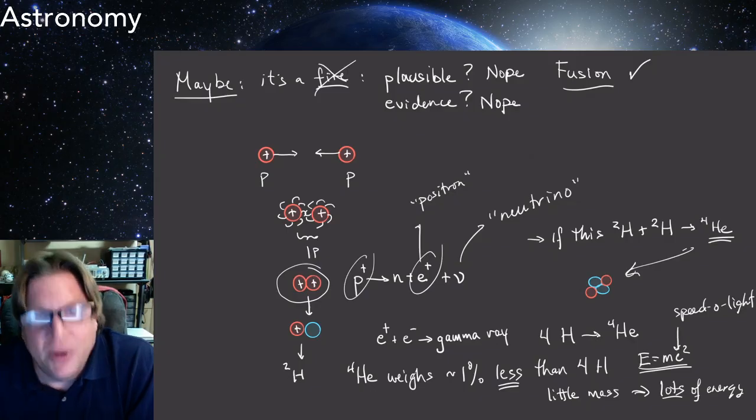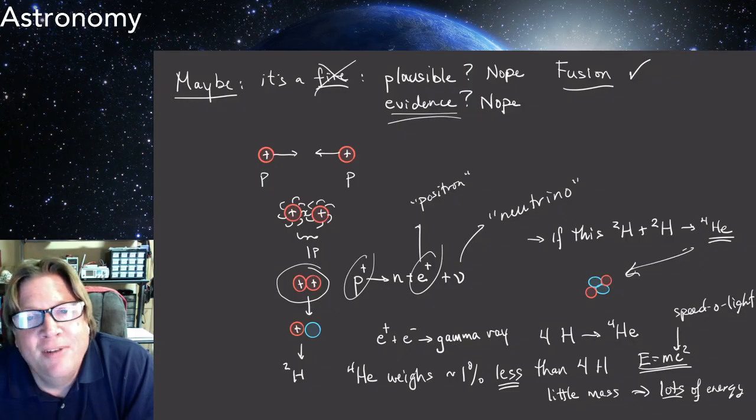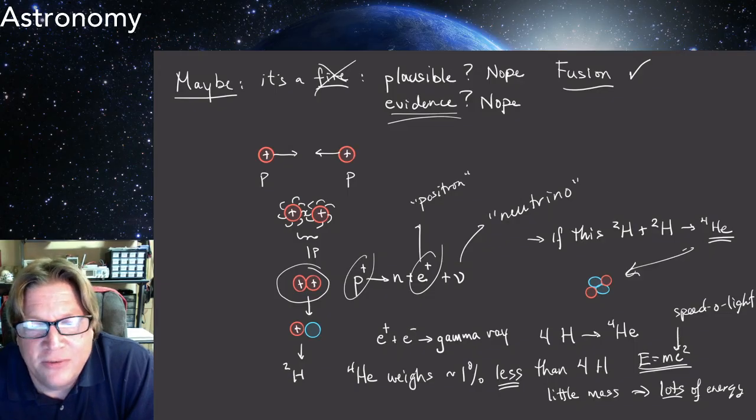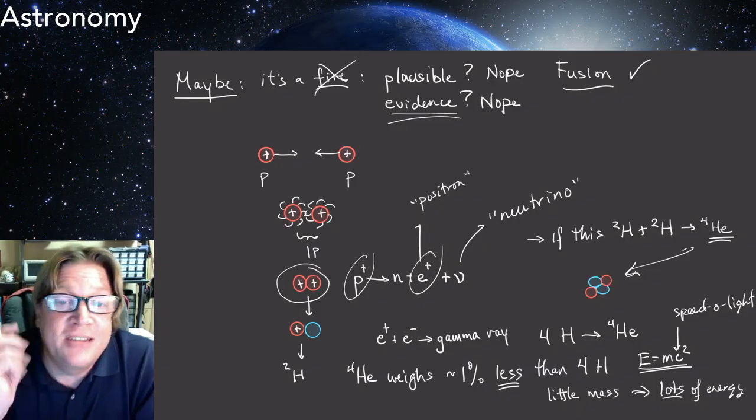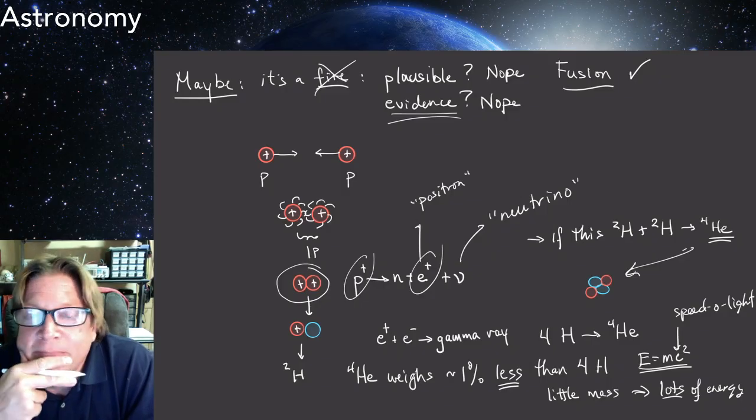Now, the second part, what about the evidence? What evidence can we see that this goes on? Maybe you think, well, this all sounds weird. I mean, how do we even know this is happening? It's a good question because this happens at the center of the sun. It's not like you can go there and see it happening.